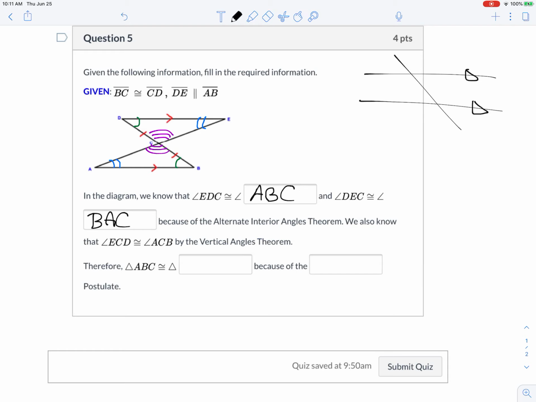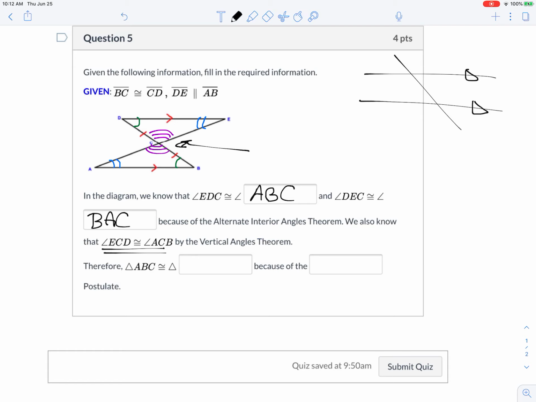We also know that ECD is congruent to ACB by vertical angles. Okay, nothing to fill in here, but it's good that we recognize those vertical angles. We got 3 congruent angles there. Now it's time to use one of our triangle congruence postulates, and let's see.